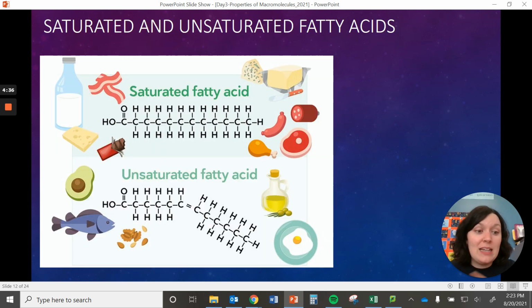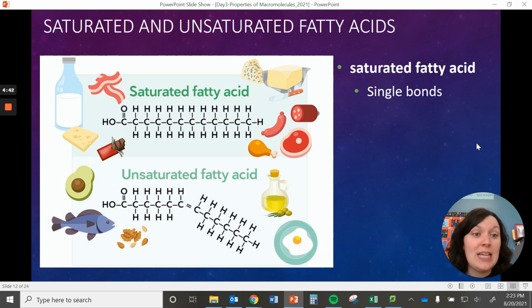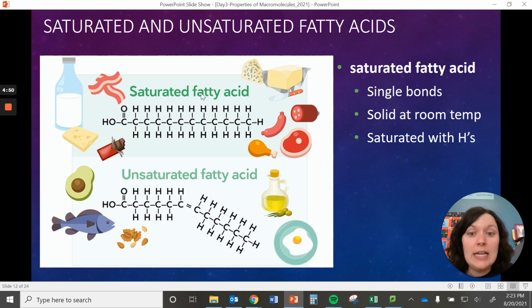Okay, we have saturated and unsaturated fatty acids. So our saturated acids here and our unsaturated. Saturated are going to have single bonds. They will be solid at room temperature. Butter is an example of a saturated fat. They're saturated with hydrogens. They have as many hydrogens as they possibly can have.